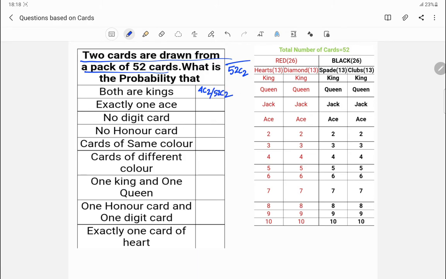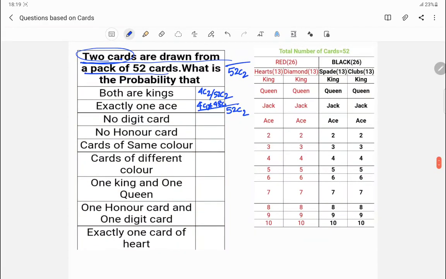Exactly one ace. So there are 4 aces. So out of 4, I'll select 1. And it is not over yet because we are drawing two cards. So that's why I'm using multiplication here. Out of these 4 cards I have drawn 1 card, so the rest there are 48 cards. Out of 48 cards I can draw any card, so it is 48C1. So in total, it is divided by 52C2.